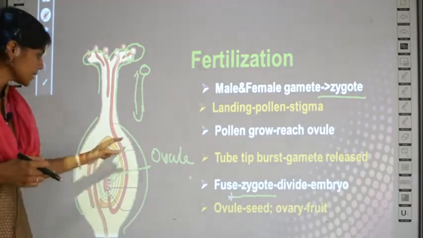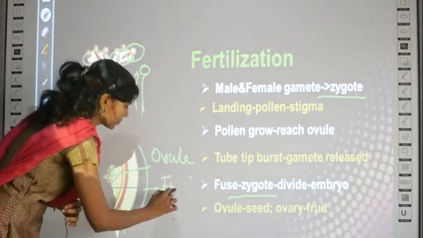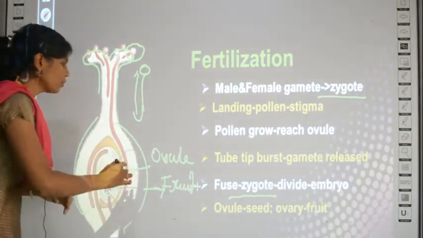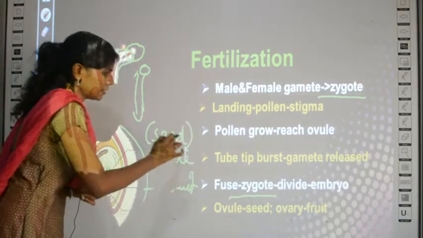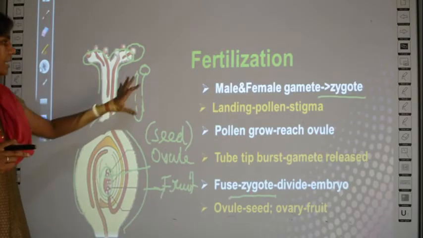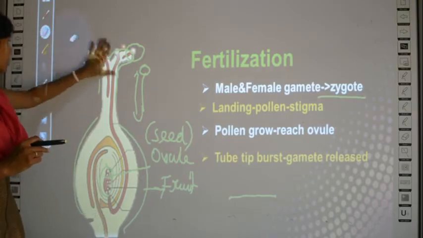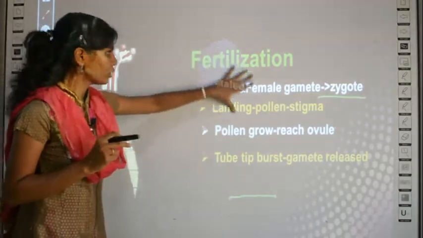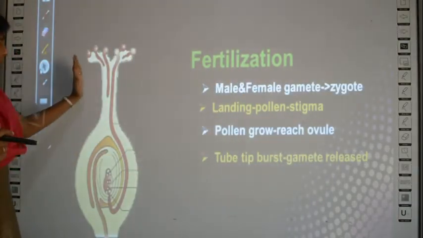How do fruits and seeds form? This ovary, the swollen structure, will become the fruit, and this ovule will become the seed finally. Clear? So, this is how fertilization happens in a flower. This is very important from the exam point of view. Understand and learn that, then it is going to be very easy for you.